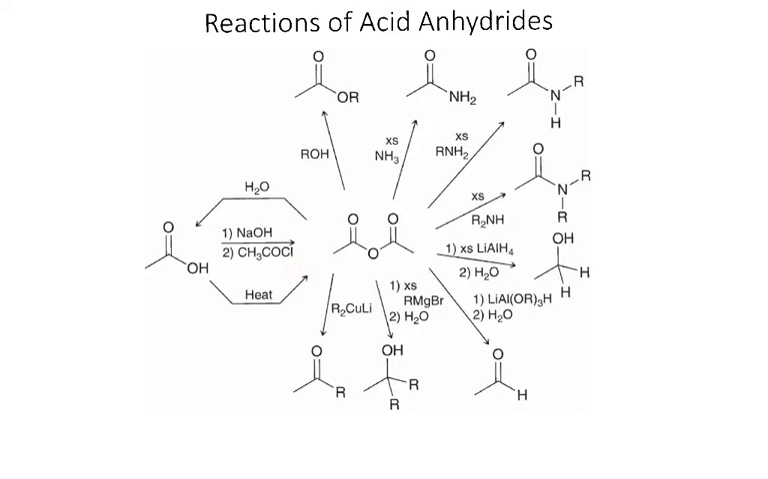I can go back to the carboxylic acid with hydrolysis. I can do alcoholysis, aminolysis with ammonia, primary amines, secondary amines. We can reduce it. We can stop at the aldehyde by using lithium tert-butoxy aluminum hydride, and we can react it with Grignard reagents and Gilman reagents. So these reactions, with the exception of the formation reaction, are all exactly the same as the reactions that we learned from the video on acid chlorides.